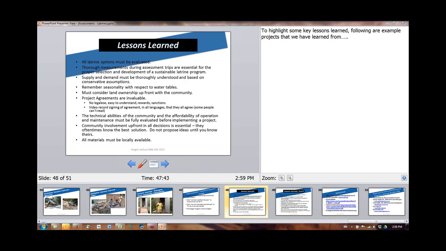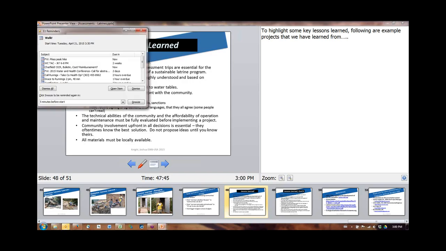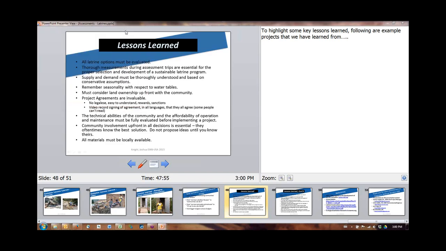Okay, project agreements. Don't make them real legalese. Make them in all the languages that the community knows and understands. Don't just make them in English. Don't even just make them in Spanish and English. Make them in Quechua. Make them in all the languages that the people speak. Even video record it for people who maybe can't read, so that they can see that they agreed to everything that you spoke of in the video, and just to get rid of any debates down the road.